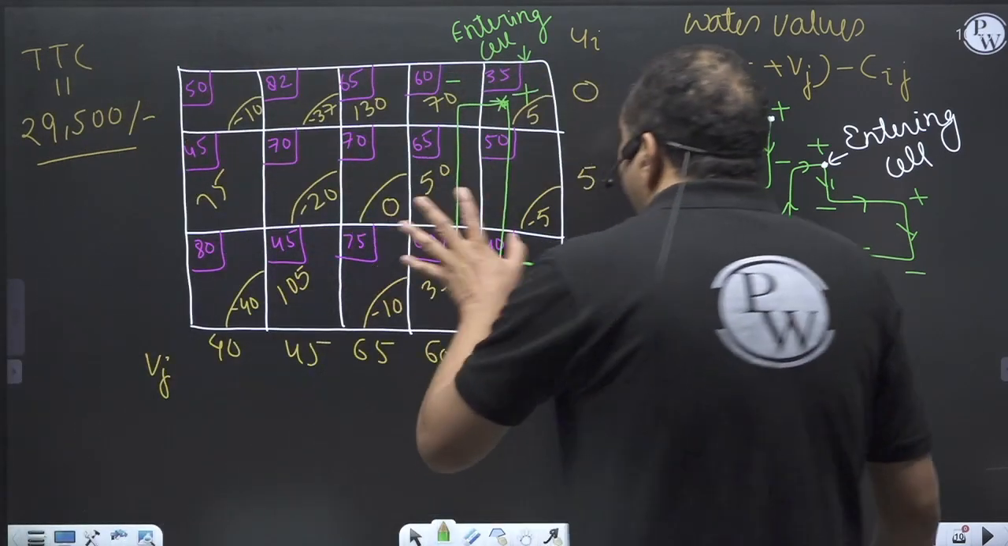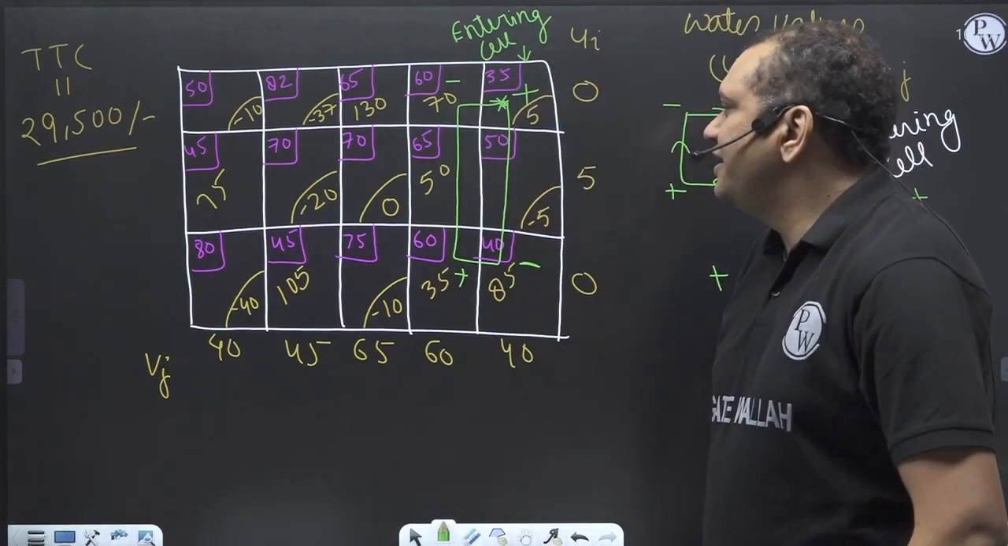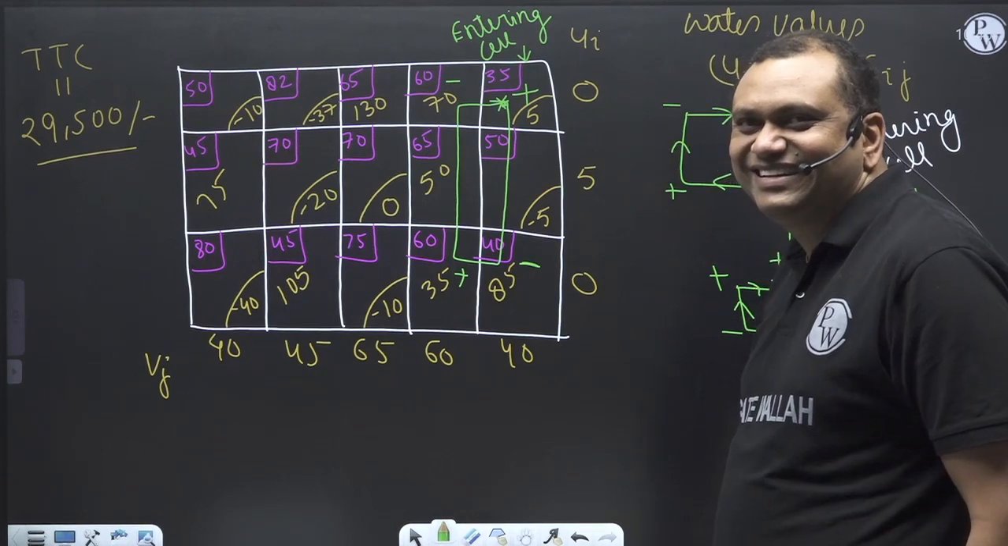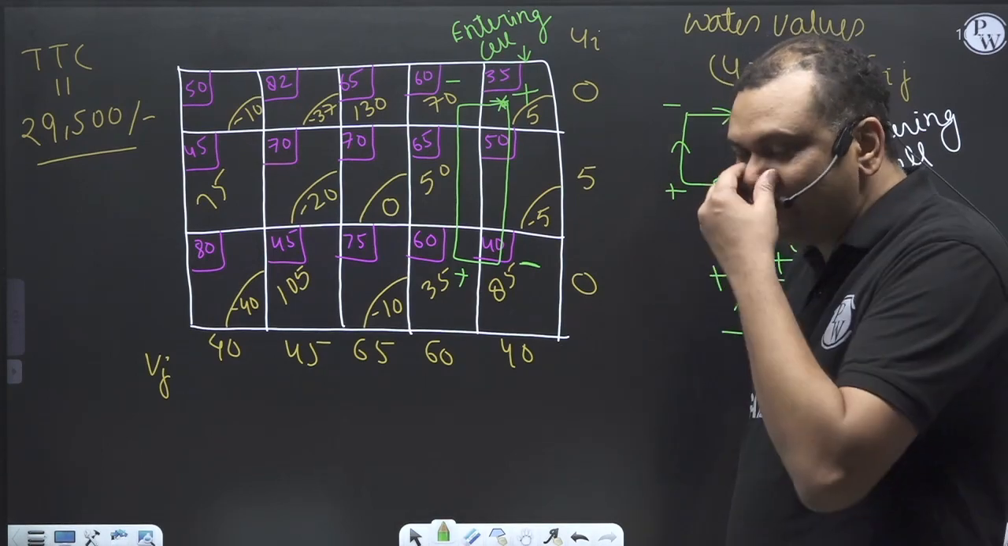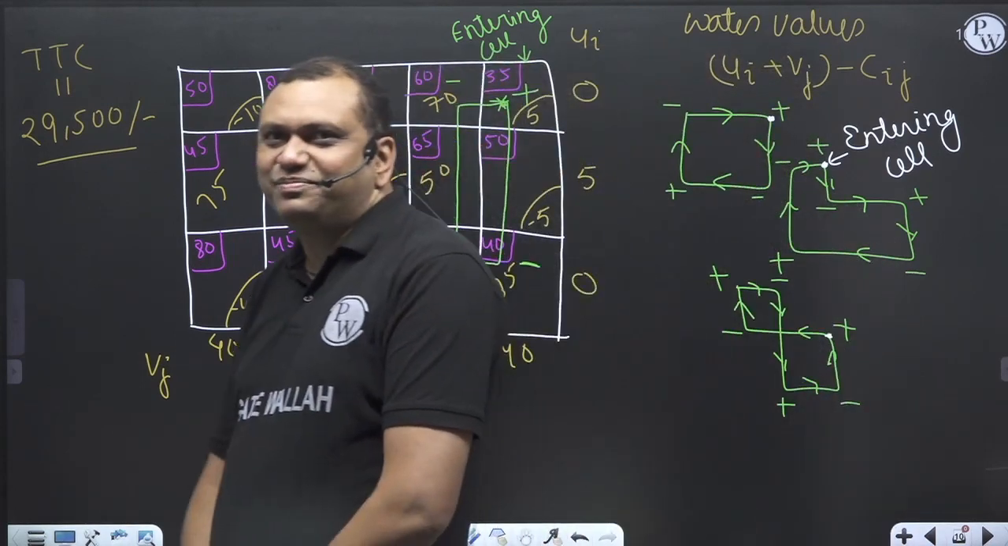You try, you will not get another loop here. Suppose I'm waiting 30 seconds. You try, you will not get another loop. Try.